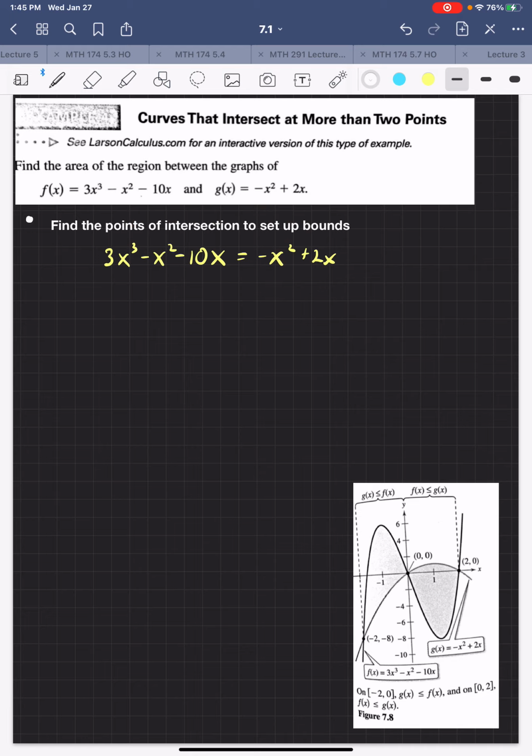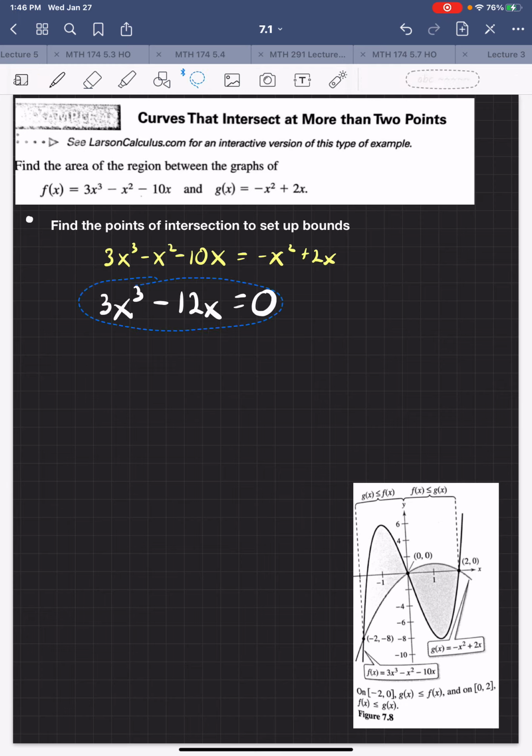When I do, I would have, let's see here, I would have 3x cubed. I believe, so if I have negative x squared, if I add an x squared, those would cancel out. And if I have negative 10x and I subtract 2x, I would have minus 12x is equal to 0.